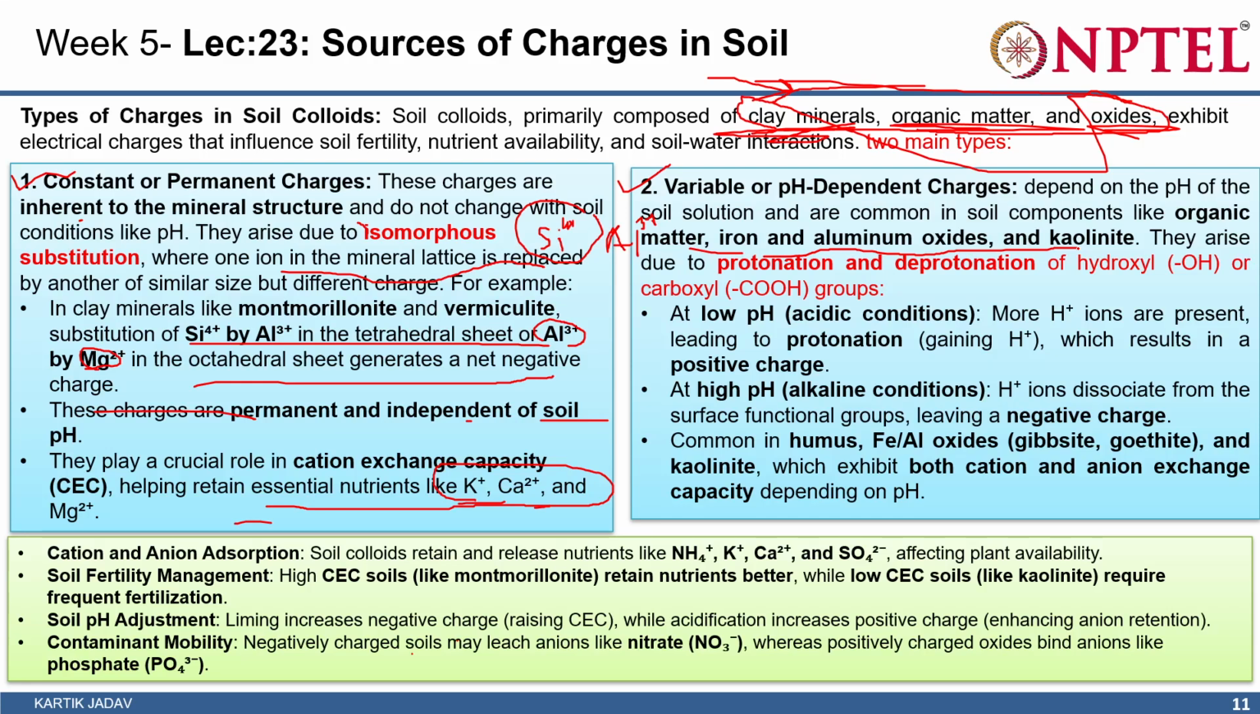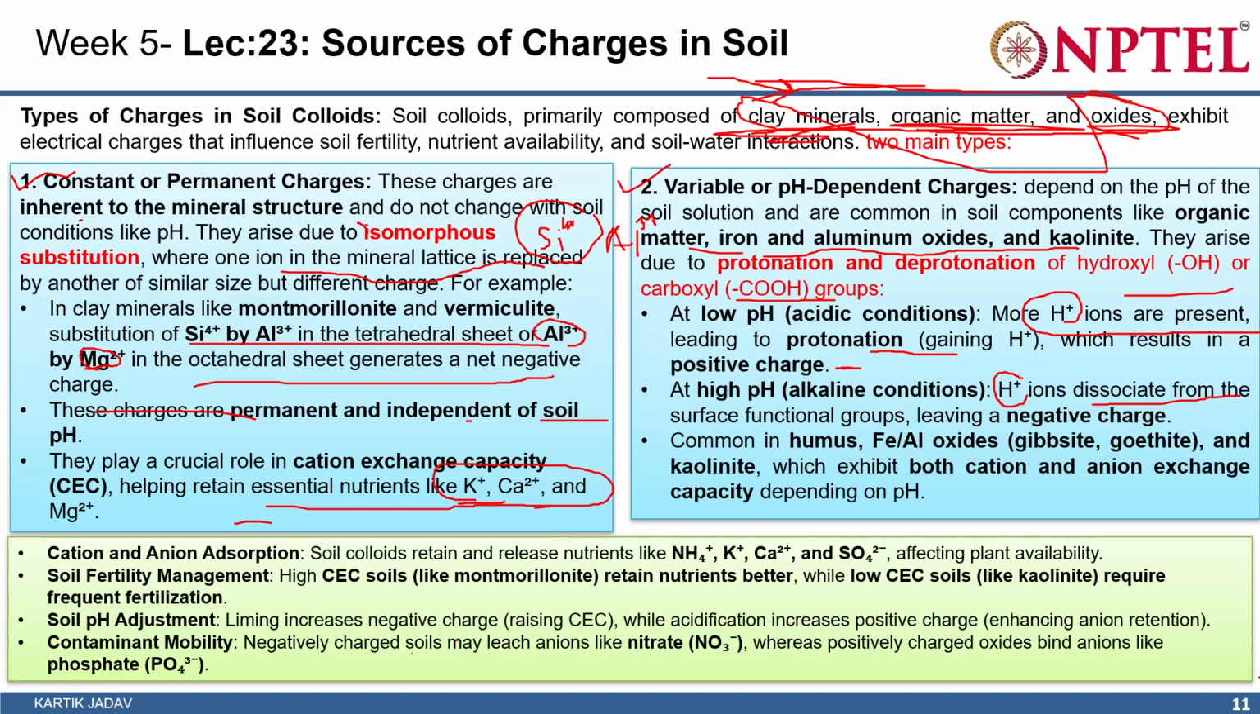So they arise due to the protonation or deprotonation of hydroxyl and carboxyl groups. Hydroxyl is OH minus and carboxyl is COOH groups. Generally at lower pH or acidic condition, more hydrogen ions are present, leading to protonation, which results in a positive charge. While at a higher pH or alkaline condition, H plus ions dissociate from the surface functional group, leaving a negative charge.